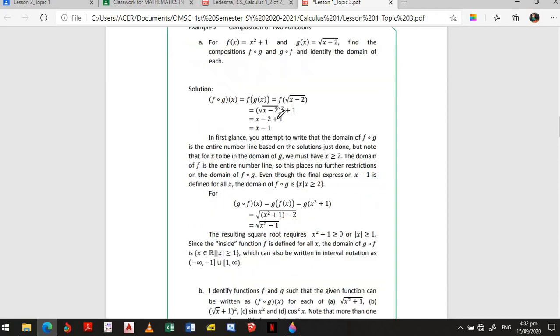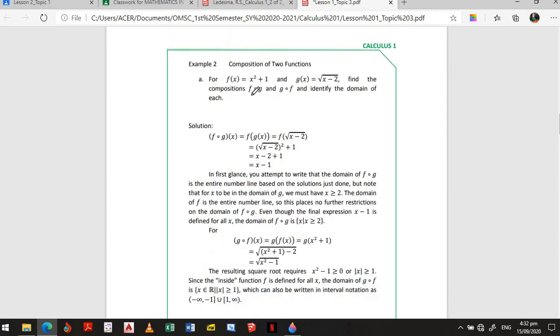So first, isa-isahin po natin yan. This one and then this one. Unahin po natin ang composition function of f and g. Here the composition of f and g of x is equal to f of g of x. So first, we have our f of x, di ba po? We have our f of x. f of x po natin is equal to x squared plus 1.